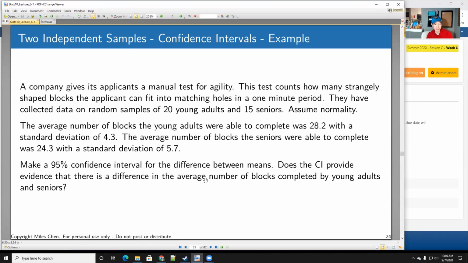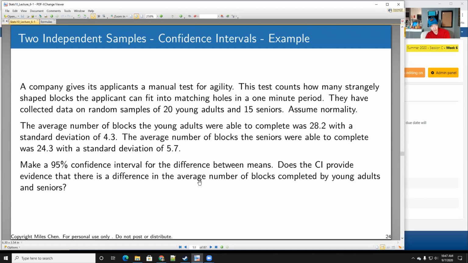So here's just a silly example, and I don't know if this is even legal, but apparently you have people applying for a job, and they're going to give you a skill test, counting how many blocks can fit into matching holes in a 1 minute period. They collect data on a random sample of 20 young adults and 15 senior citizens, and we're going to assume normality. The average number of blocks the young adults are able to do is 28.2 with a standard deviation of 4.3. The average for the seniors within that 1 minute period was 24.3 with a standard deviation of 5.7.